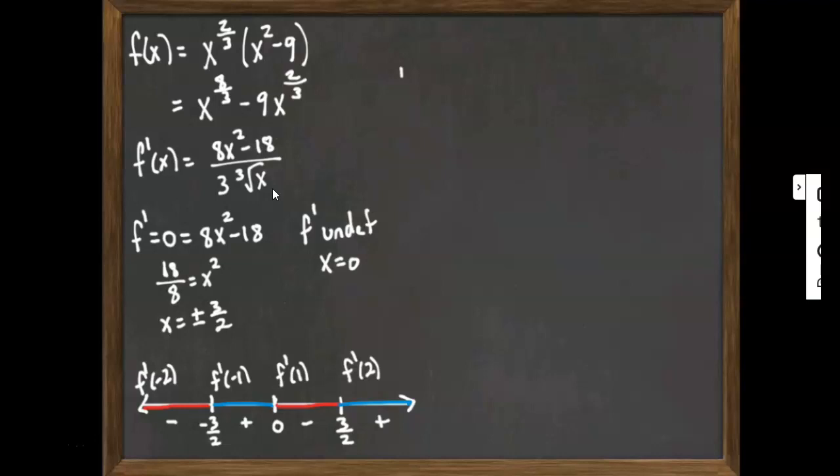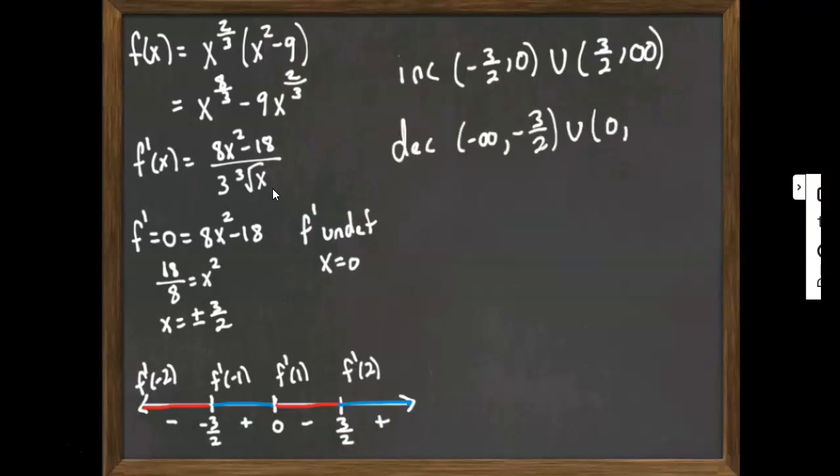So we can go ahead and notice it's increasing across the blue intervals, which would be negative 3/2 to 0, and 3/2 to infinity. And then we notice the decreasing, which is negative infinity to negative 3/2, and 0 to 3/2.